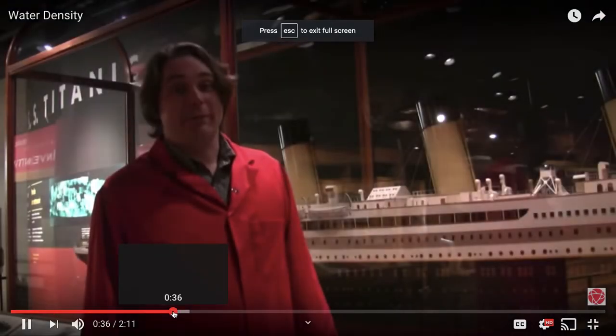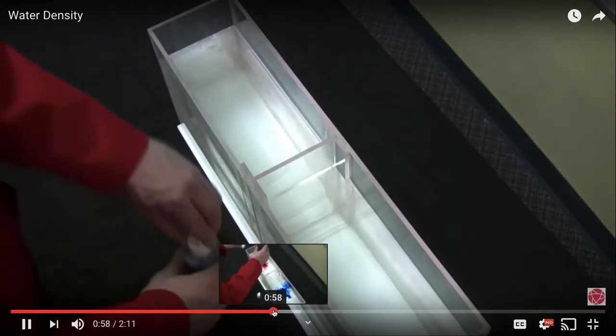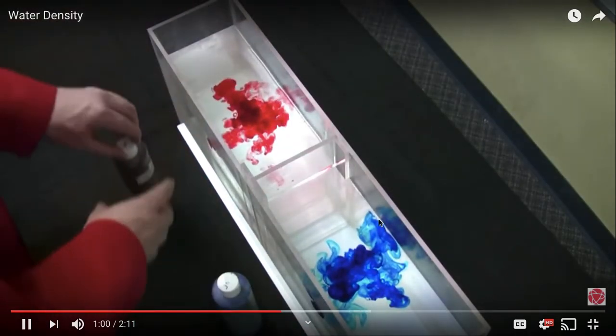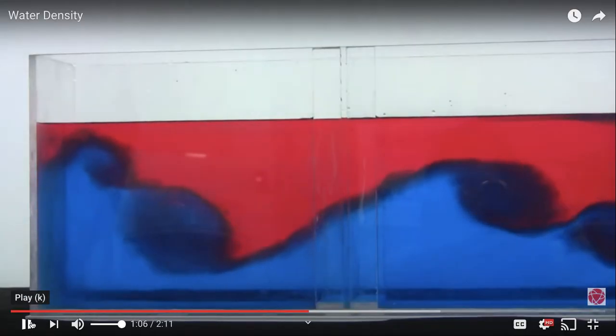All right, so you can see how density of water is affected by temperature. So he's got cold water over here dyed blue, warm water over here dyed red. As he allows this water to mix together, the cold water wants to stay down here on the bottom because it's more dense. Remember, things that are more dense want to sink. Things that are less dense, the warm water, want to rise.